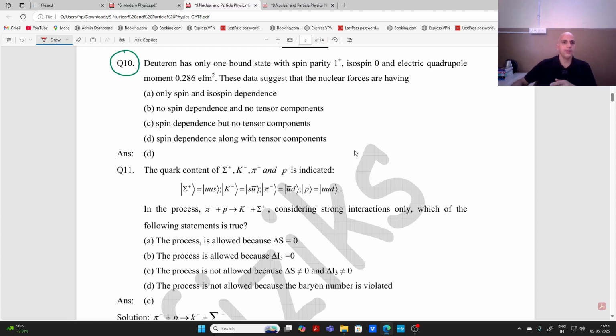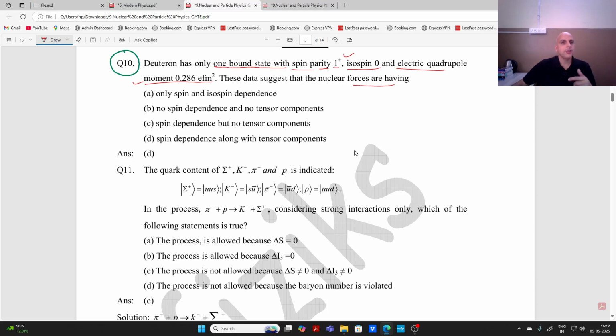Again, deuteron has only one bound state, right? With spin parity, spin 1 and parity positive, isospin 0, all these are discussed. Electric quadrupole moment, this was also discussed in the previous lecture. This data suggests that the nuclear forces are having only spin, and again, I told you in that lecture that usually a question is asked from the deuteron. So again, the question is of a deuteron, and the properties of the nuclear forces are given. Only spin and isospin dependence nuclear forces, right?